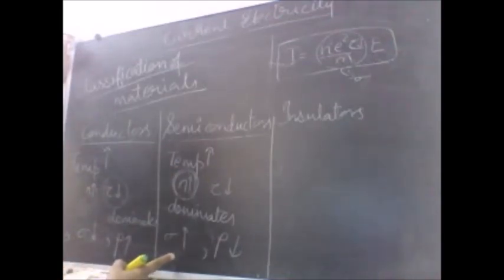conductivity increases. That is why when you are given a piece of semiconductor and you keep it over the furnace, then the conductivity increases. More of the current can be obtained from the piece of semiconductor. We will study this in detail in the semiconductor devices.